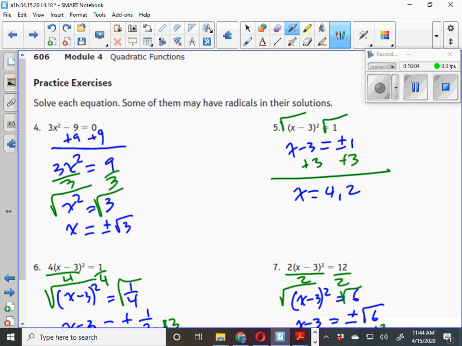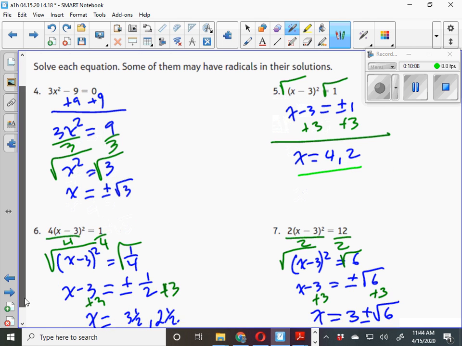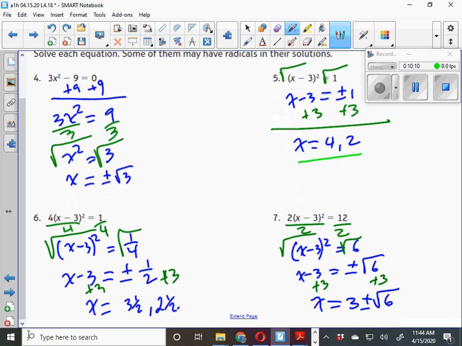Number 5 was pretty straightforward. Number 6, we ended up with fractions. Okay, I know we love fractions. Get to know them. You could have left that as an improper fraction if you wanted. And then number 7, 3 plus or minus root 3. And we want to put this in a complex form where the whole number's on the left plus or minus the radical. So there's an order to that.